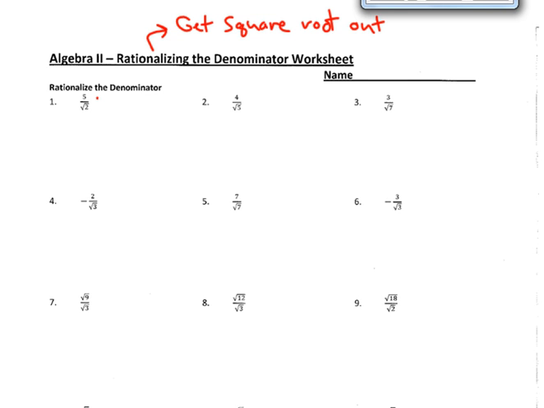We're going to take a look at rationalizing the denominator. Basically, when you see the word rationalizing, that means get the square root out. So I want to get the square root out of the denominator.